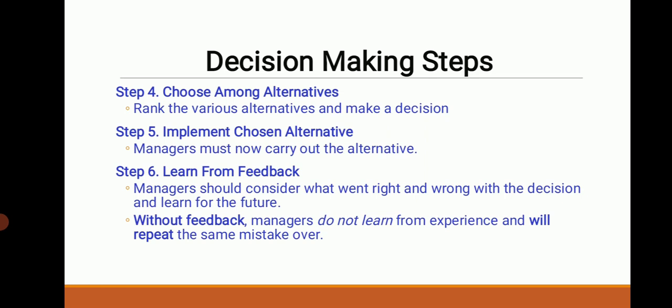Evaluate the outcome of your decision, see whether there is anything you should learn and then correct in future decision making. This is one of the best practices that will improve your decision making skills. And step 6 is learn from feedback. That is, a manager should consider what went right and wrong with the decision and learn for the future. Without feedback, managers do not learn from experience and will repeat the same mistake forever.